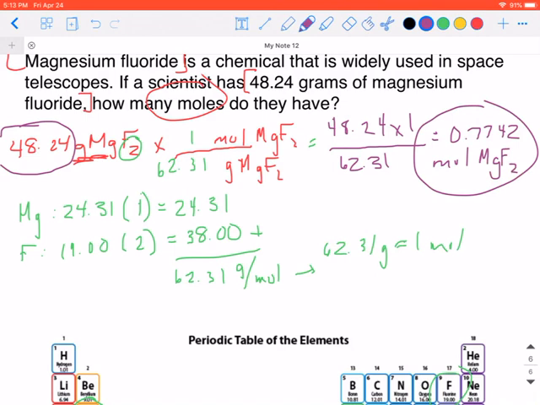Alright guys, so that is the video. I hope you now know how to convert from grams to moles or moles to grams. Just remember that the actual amount when you calculate the molar mass always goes with grams, and remember to cancel out those units and put the thing that you're trying to convert to on top, okay?